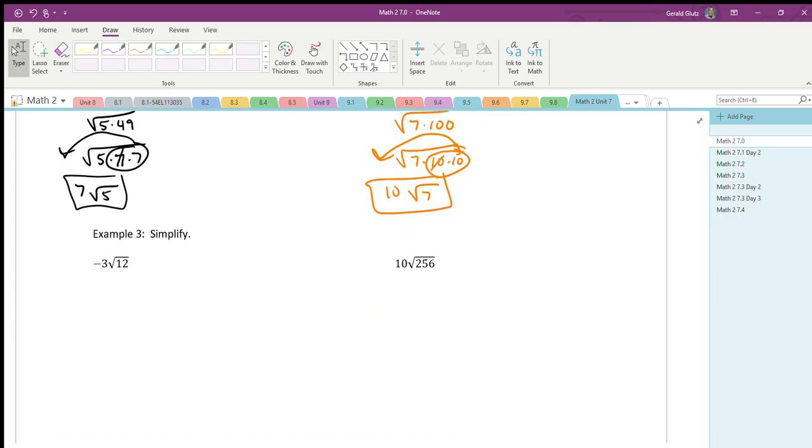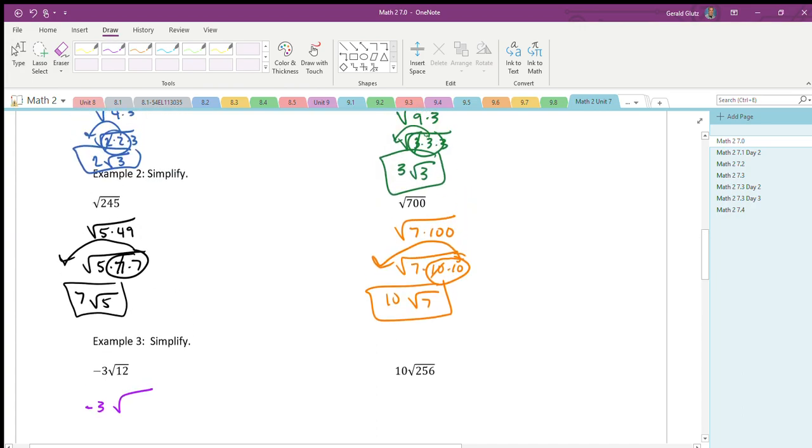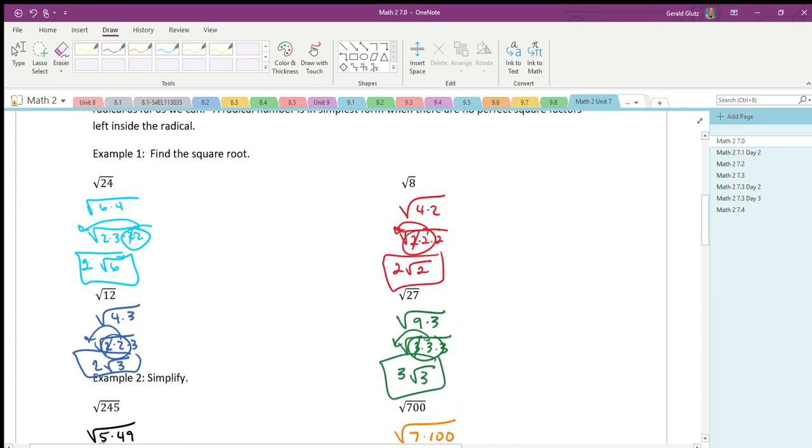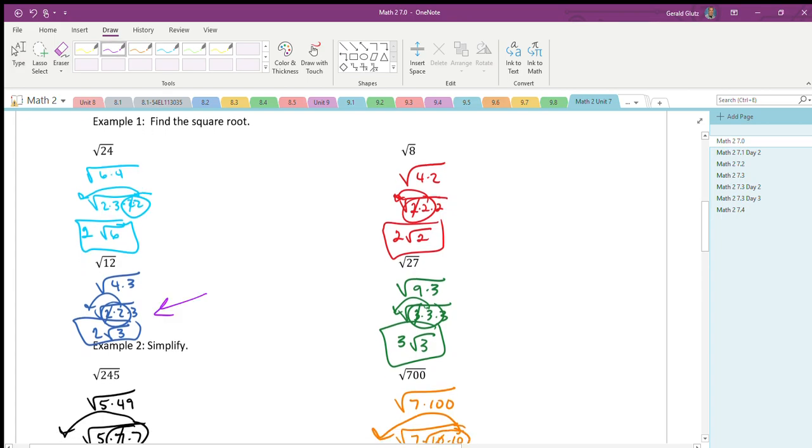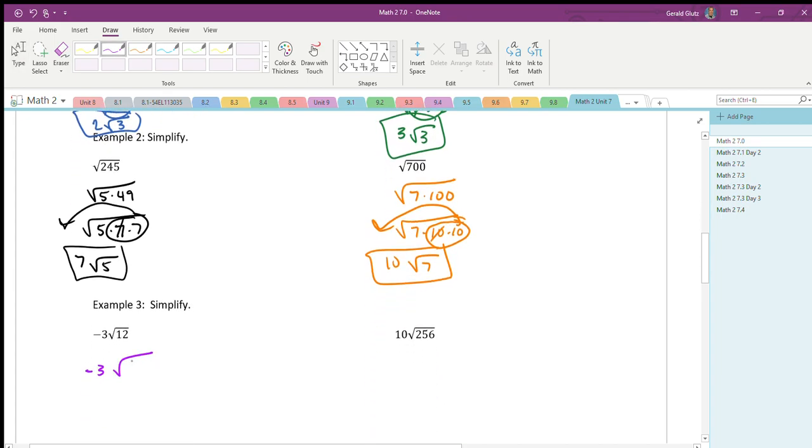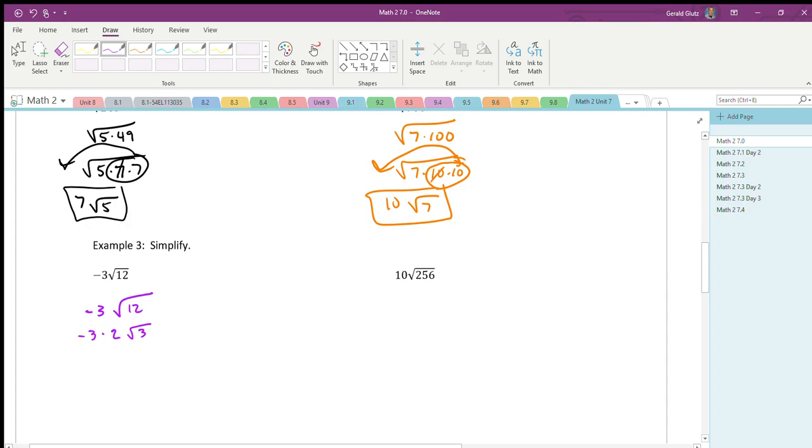Example 3. This time we have numbers on the outside. Those numbers will stay on the outside, and then we'll continue to break down what's inside of the radical. I already did root 12 up here, and I got 2 root 3. So if I break down radical 12, I'm going to get 2 on the outside, 3 on the inside. Now I just multiply the outside number, so negative 3 times 2 would be negative 6, and then radical 3.